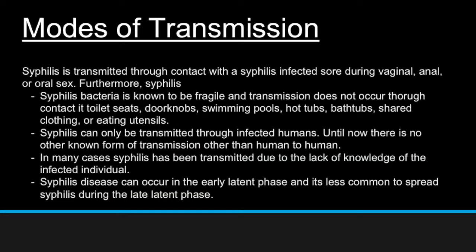Moving forward, the modes of transmission. Syphilis is transmitted through contact with a syphilis-infected sore during vaginal, anal, or oral sex. Furthermore, syphilis bacteria is known to be fragile, and transmission does not occur through contact with toilet seats, doorknobs, swimming pools, hot tubs, bathtubs, shared clothing, or eating utensils. Syphilis can only be transmitted through infected humans. Until now, there is no other known form of transmission other than human to human.